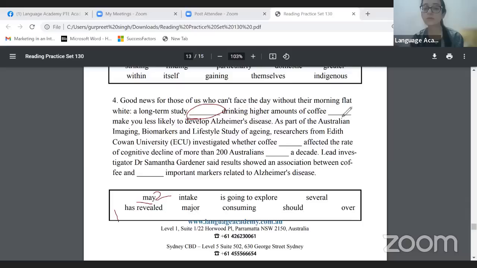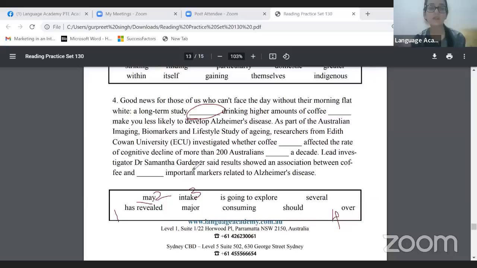As part of the Australian Imaging Biomarkers and Lifestyle Study of Aging, researchers from Edith University investigated whether coffee dash affected the rate of cognitive decline, whether coffee intake, whether taking coffee, whether drinking coffee, whether intake of coffee affected the rate of cognitive decline for more than 200 Australians dash a decade. So decade is a period of time. With period of time, we say during or we say over. So over means for all those 10 years.